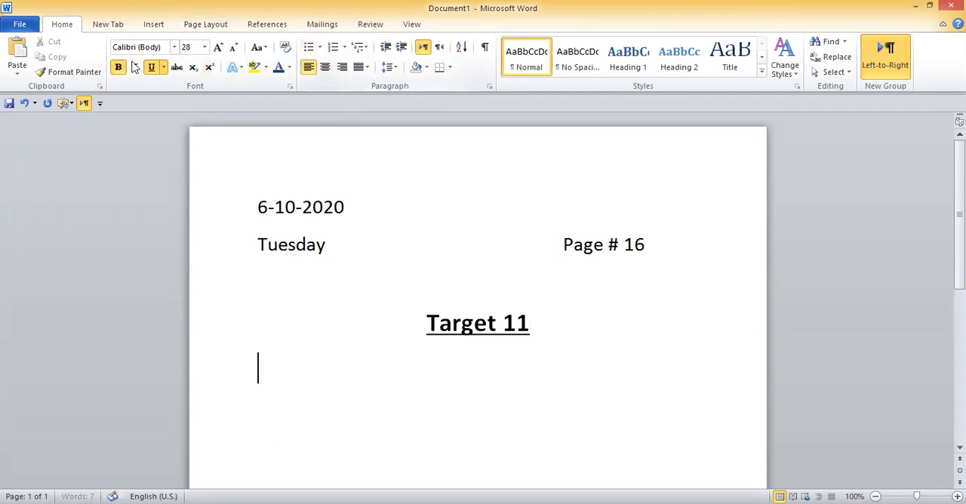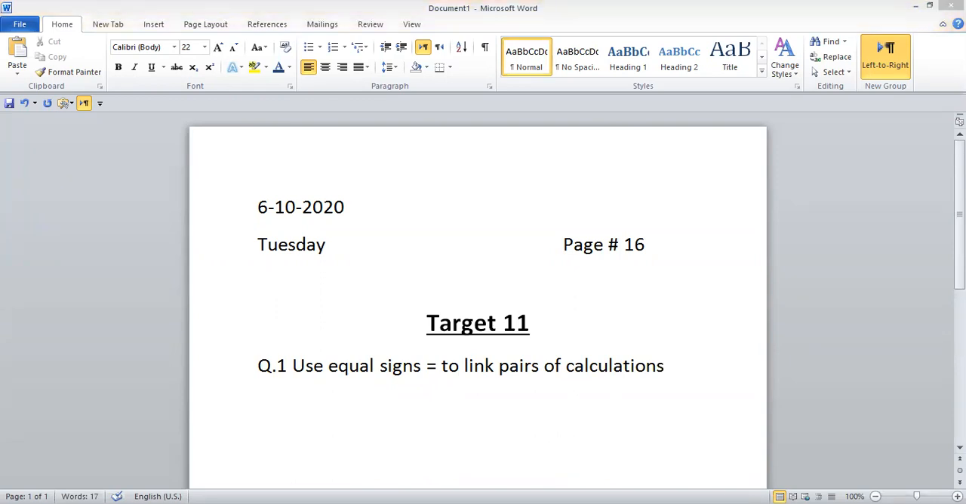You have to write the first question here first. I'm going to write the first question in your notebook. What we have to do: use the equal signs to link pair calculations. Question one, use equal signs to link calculations with a total of 11. For example, 1 plus 10 is equal to 6 plus 5.